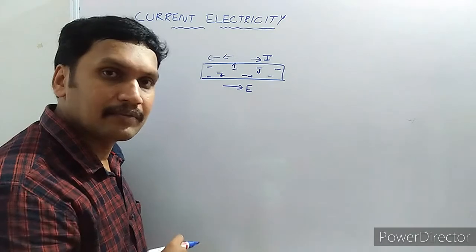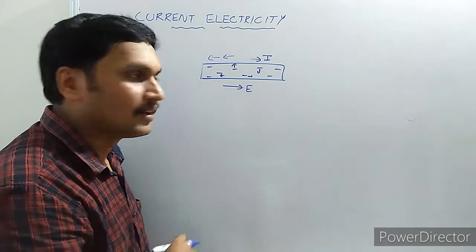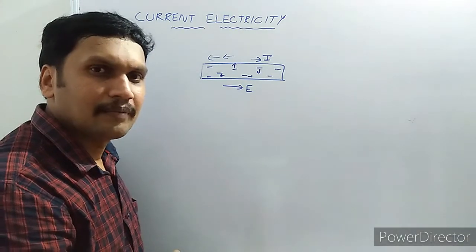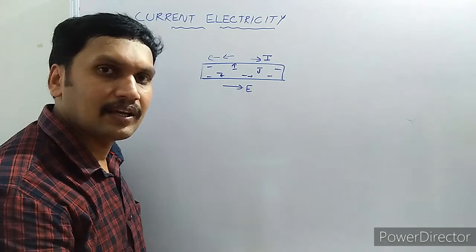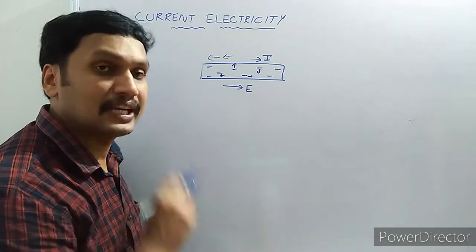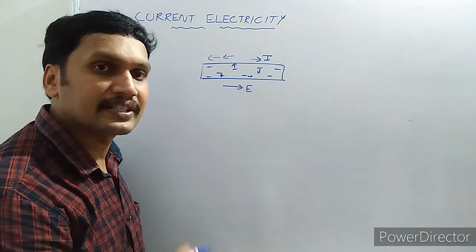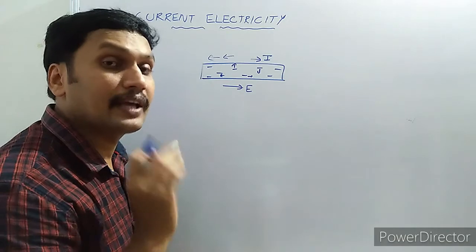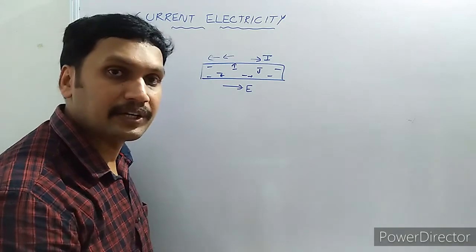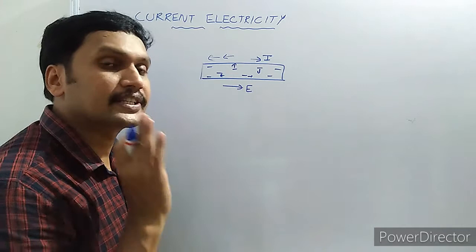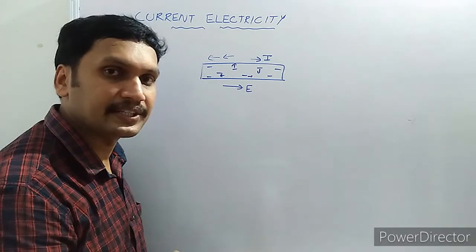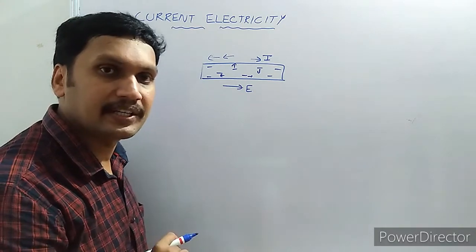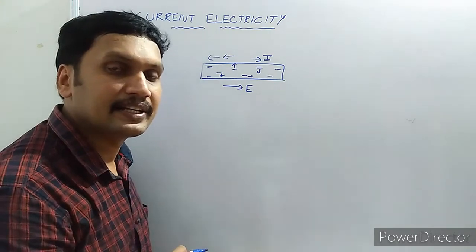Now the current has both magnitude and direction. Here this is the direction of current. But we are not treating current as a vector quantity. Electric current is a scalar quantity. Even though it has a direction and a magnitude, it is not a vector quantity. The reason is that it does not follow the laws of vector addition. The electric current does not follow the laws of vector addition, and so we treat electric current as a scalar quantity.